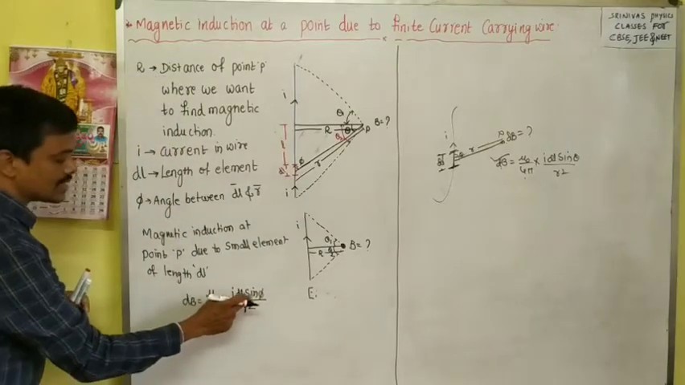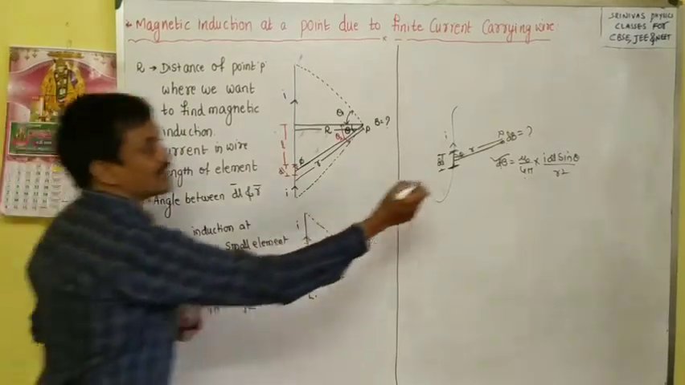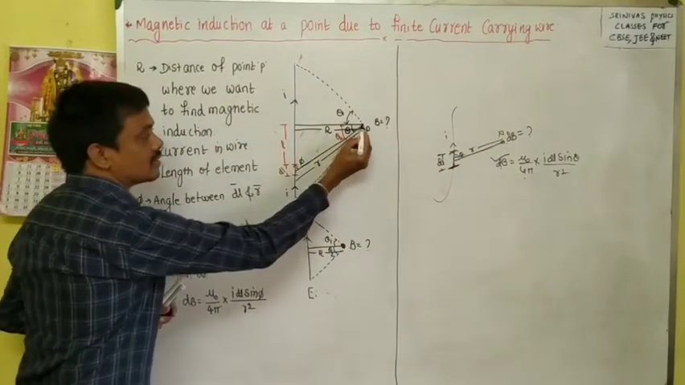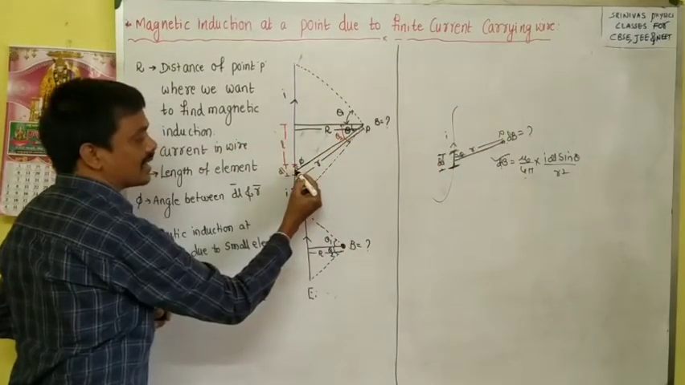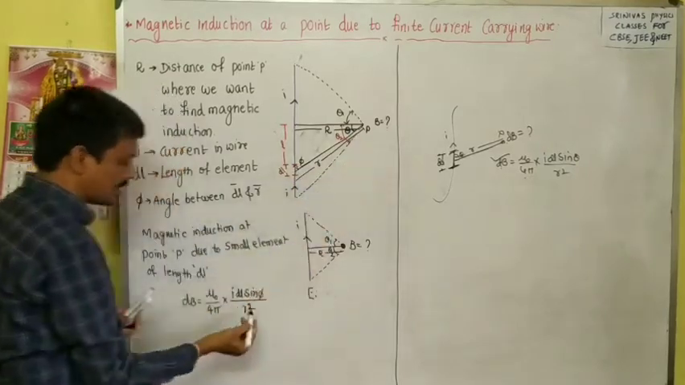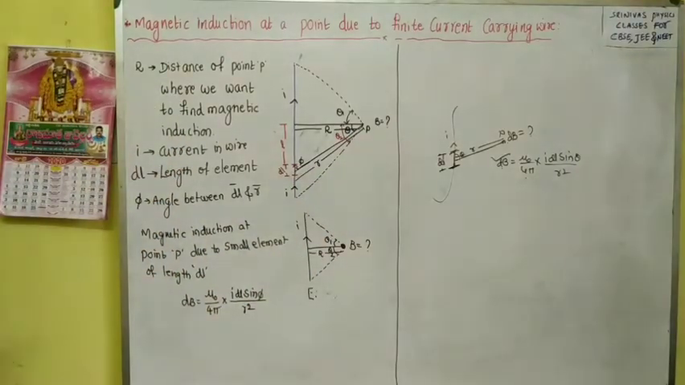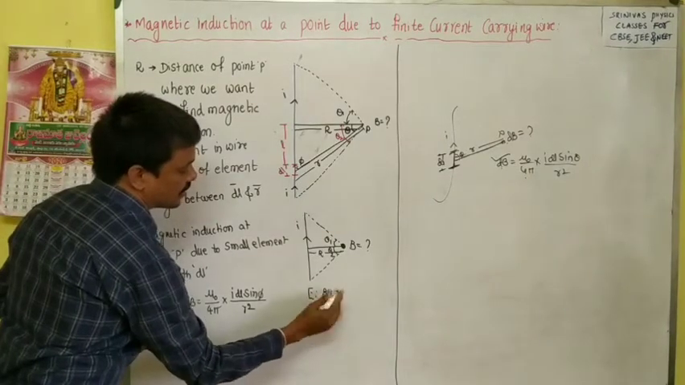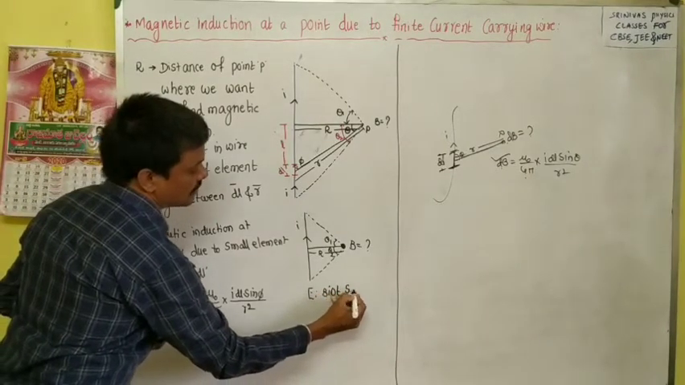That's why I dl sin phi by r square, where r is the distance of the point where we are finding the magnetic induction from the element. Here also the distance of the point from the element is again smaller r. Okay, now we have to change. This is according to Biot-Savart law we are writing.